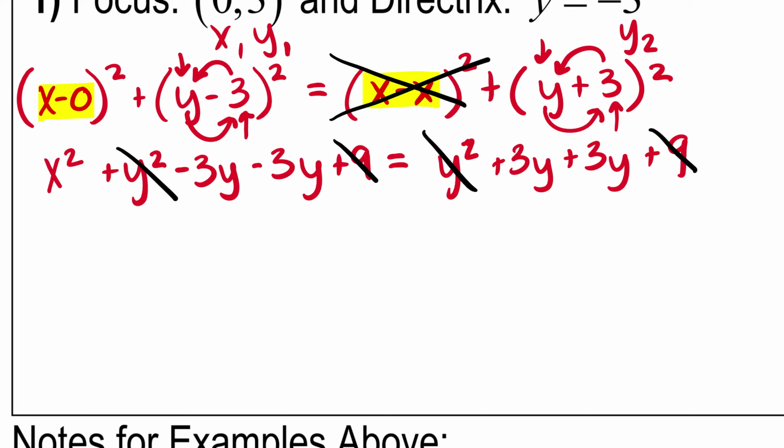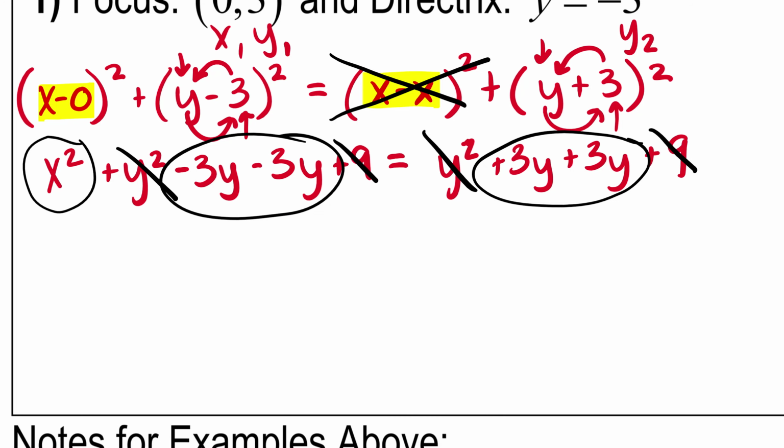So from here, notice I have an x squared, I have those y's, and then I have these y's. I'm going to go ahead and write those out just to make this a little easier. And I'm going to combine like terms at the same time. So negative 3y minus 3y is minus 6y equals 3y, and 3y is 6y.